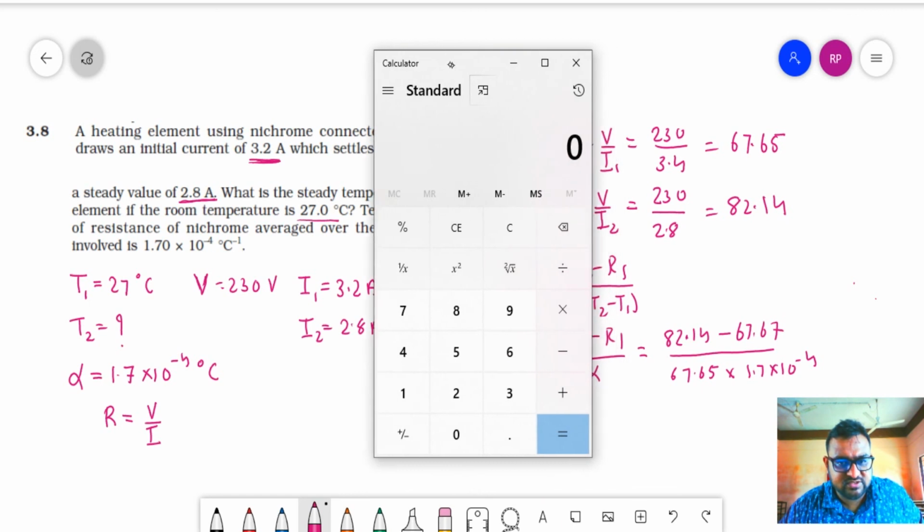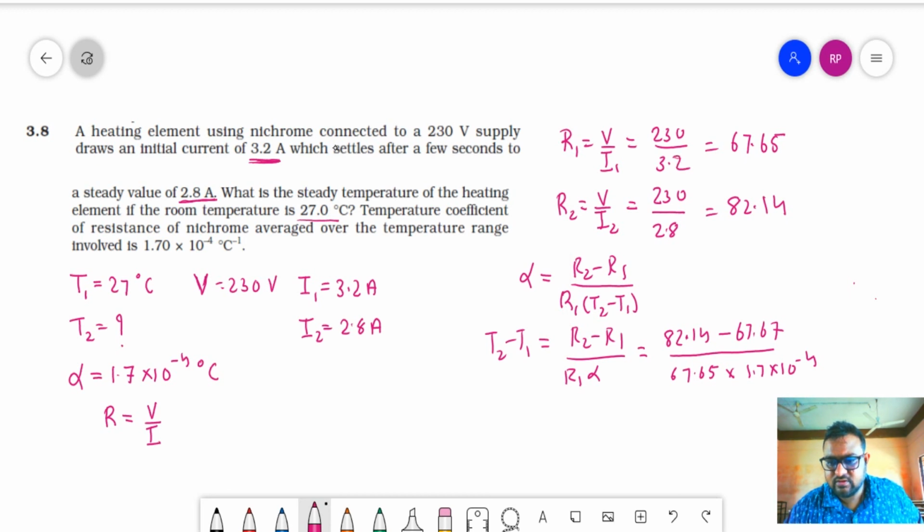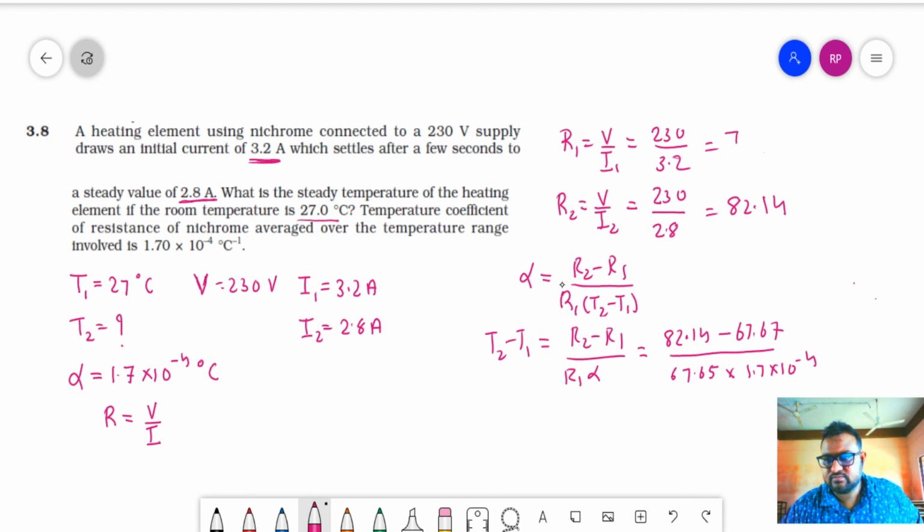We made just one mistake. The value of I1 is 3.2. Here we took 3.4. So let's change it. So this will be equal to 230 divided by 3.2, which is 71.87. So here also it will be 71.87, and here also it will be 71.87.